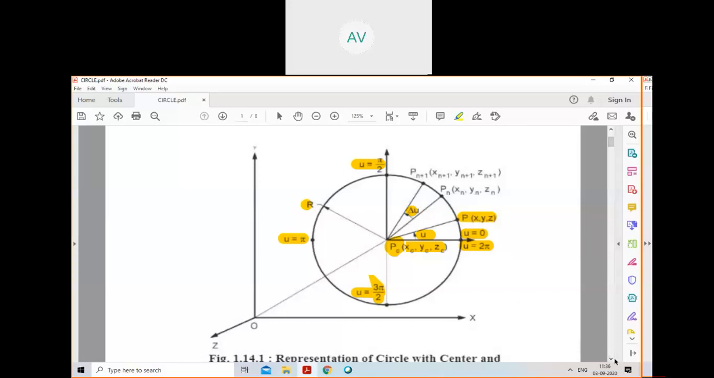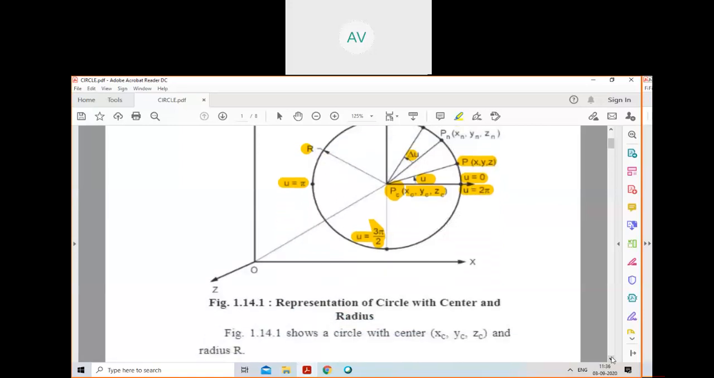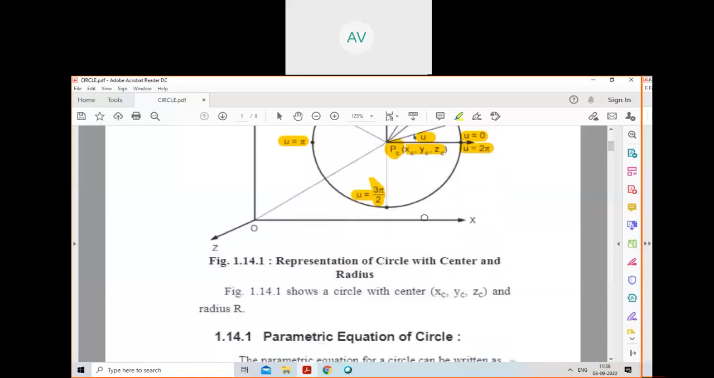Okay, this is clear. Whenever we develop a circle, we have to consider the start point u equal to 0, and we have to use the incremental angle, u equal to 30 degrees, u equal to 60 degrees, and like that we continuously develop the circle till u is equal to 2 pi. Then the whole circle will be developed. The center point of the circle Pc has coordinates xc, yc and zc.